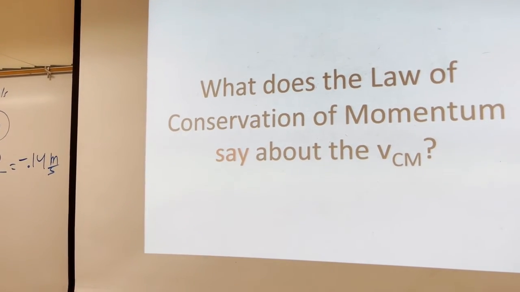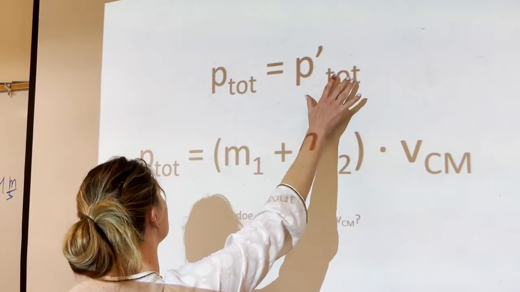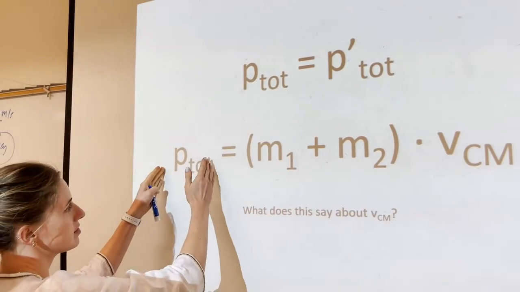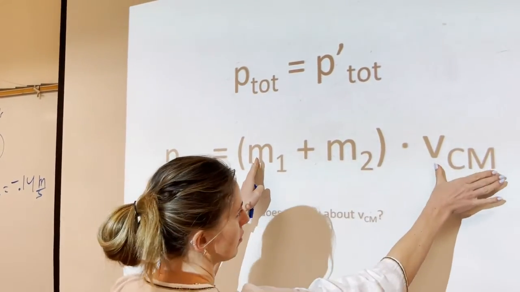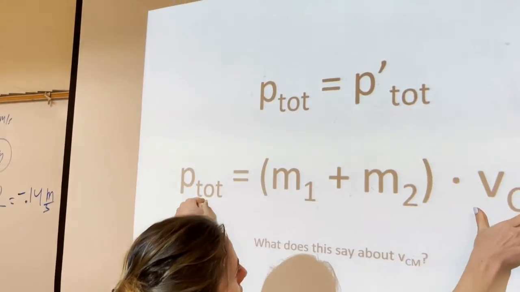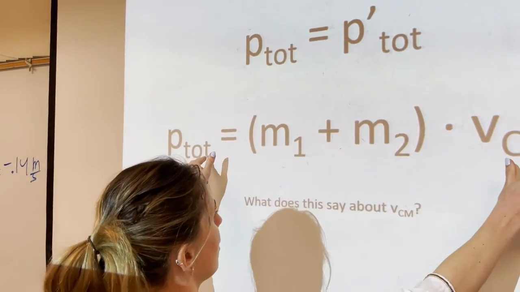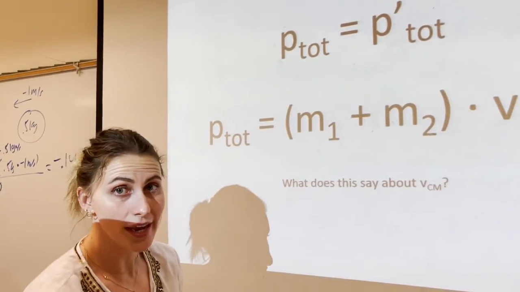What does it say about the velocity of the center of mass? Okay, so we know that this is our conservation of momentum, and this is our mass 1 plus mass 2, and this is our velocity of the center of mass, and this is not changing. Yeah, because the total momentum doesn't change. The mass isn't going to change. What does that say about the velocity of the center of mass? It doesn't change. It can't.